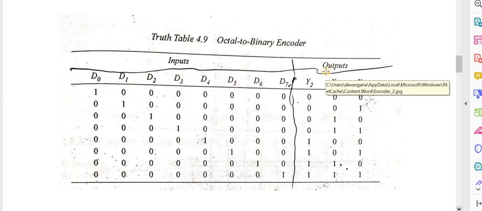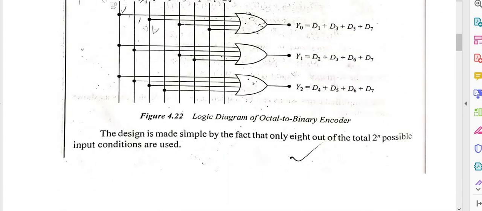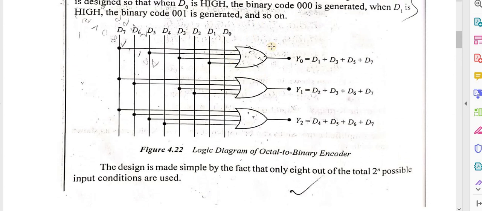So if you can remember this truth table, you can draw the logic diagram easily. From the truth table we can draw this logic diagram easily. So this is the logic diagram of the octal to binary encoder. Why is it called an octal to binary encoder? Because the number of input lines is 8, but the output lines are 3: 1, 2, 3.